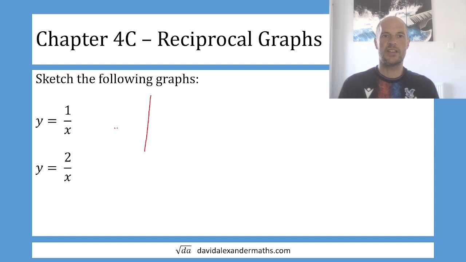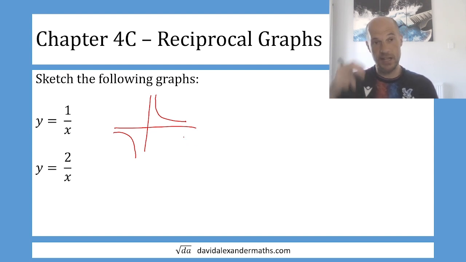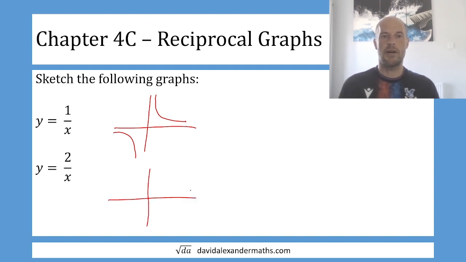So 1 over x, you need to remember that 1 over x looks like that. There's no x-intercepts, there are no y-intercepts, so you can never be asked to show where the curves cross the axes because they don't. Now, if this is the graph of 1 over x, let me just do a sketch of 2 over x. I can make them look almost identical. I've not written any values on here, so they look the same.